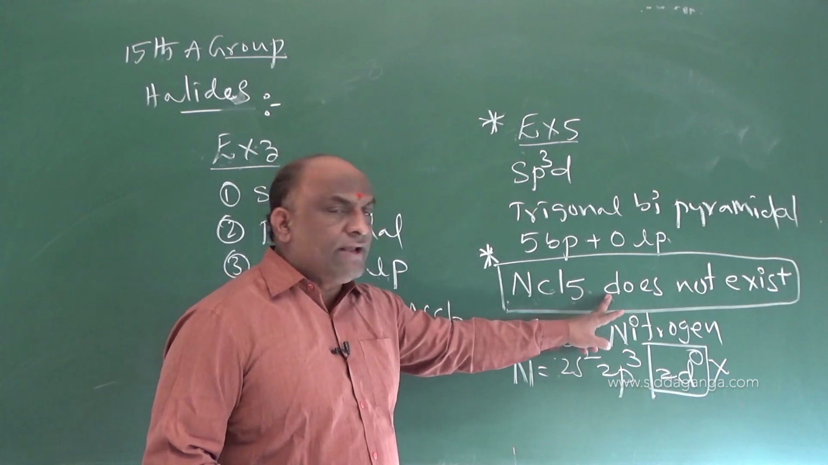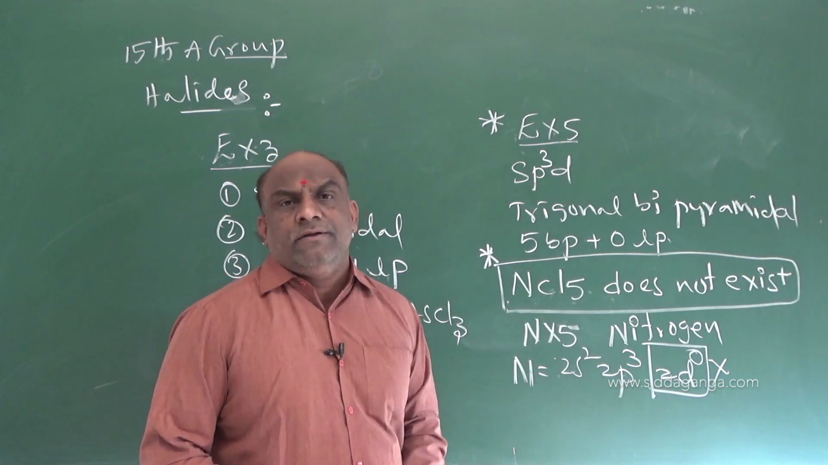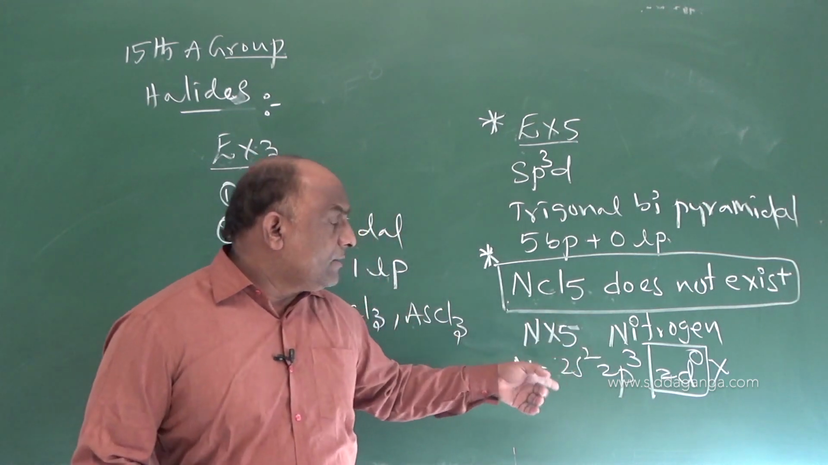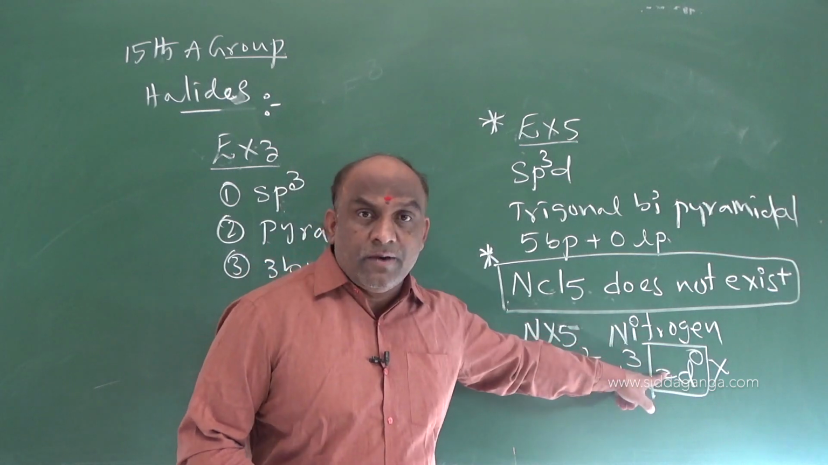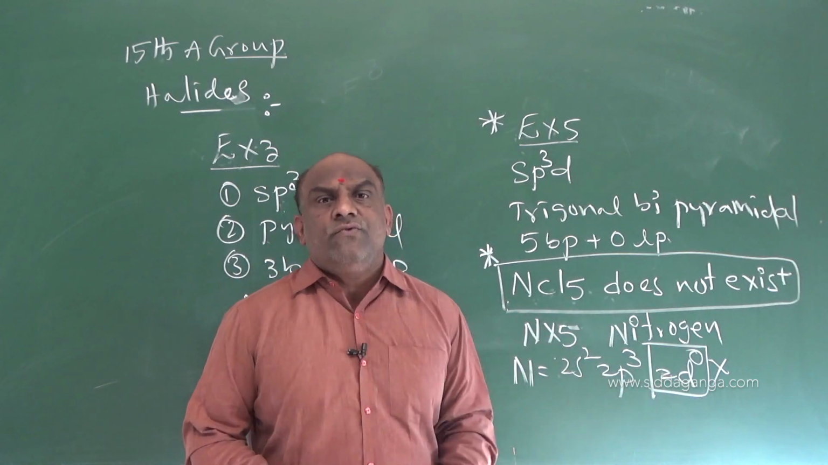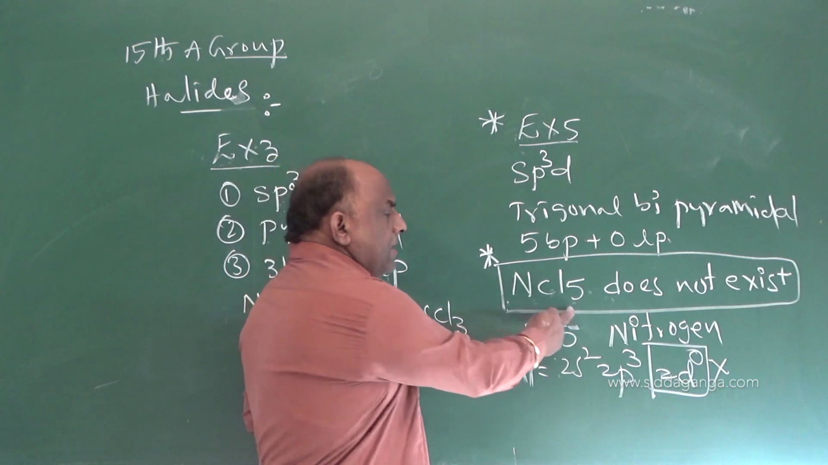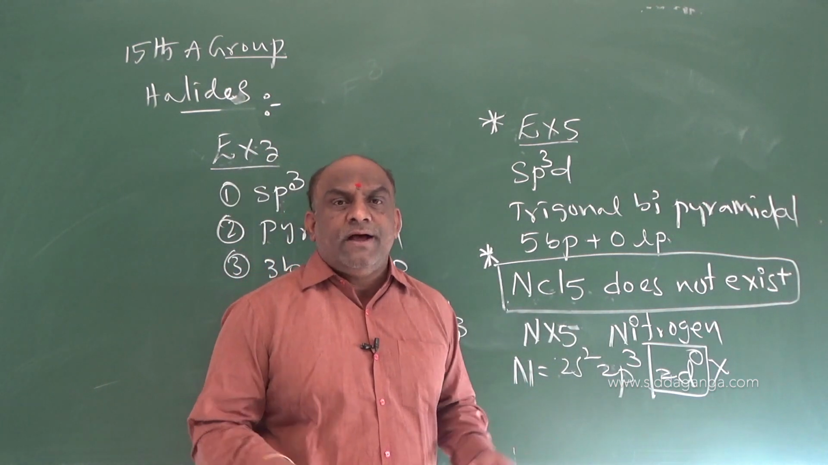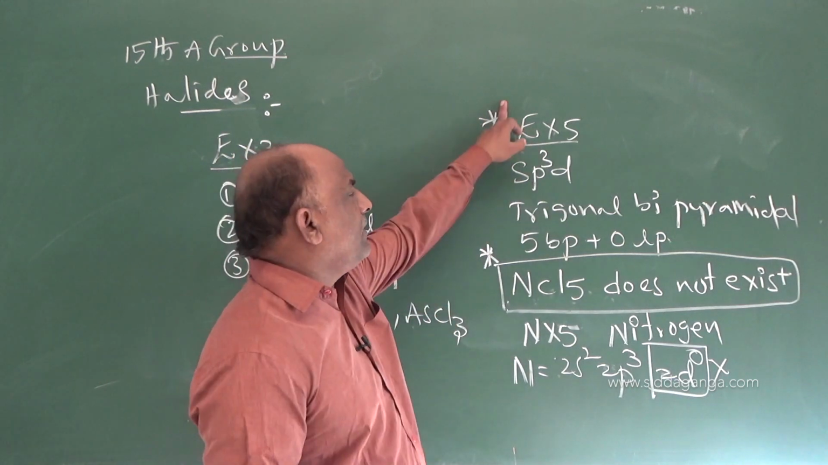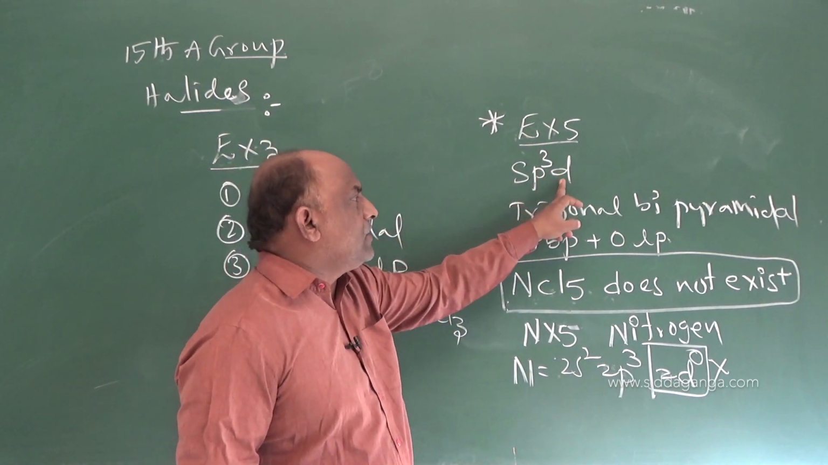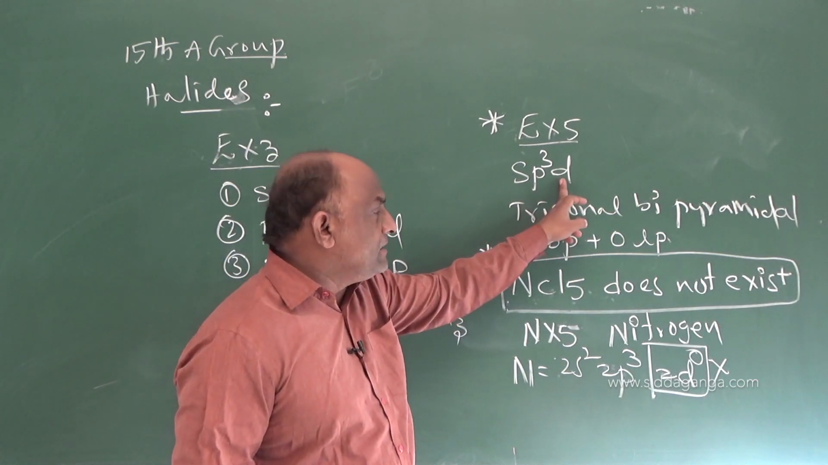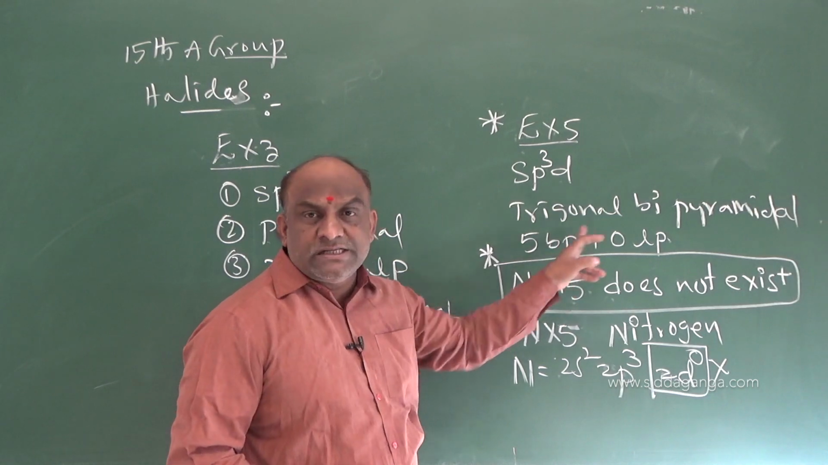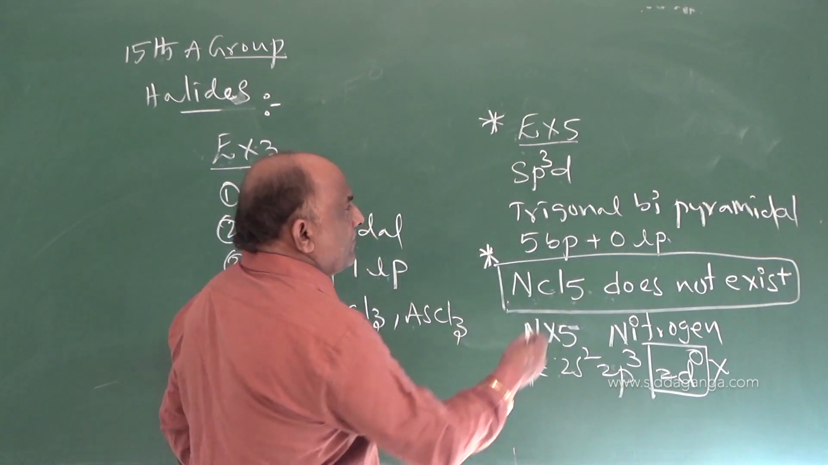Nitrogen does not form pentahalides. What is the reason? The reason is that the nitrogen atom doesn't have vacant d orbitals. Due to the absence of vacant d orbitals, nitrogen cannot form pentahalides. Except nitrogen, all the remaining pentahalides follow sp3d hybridization, trigonal bipyramidal shape with 5 bond pairs plus 0 lone pair.